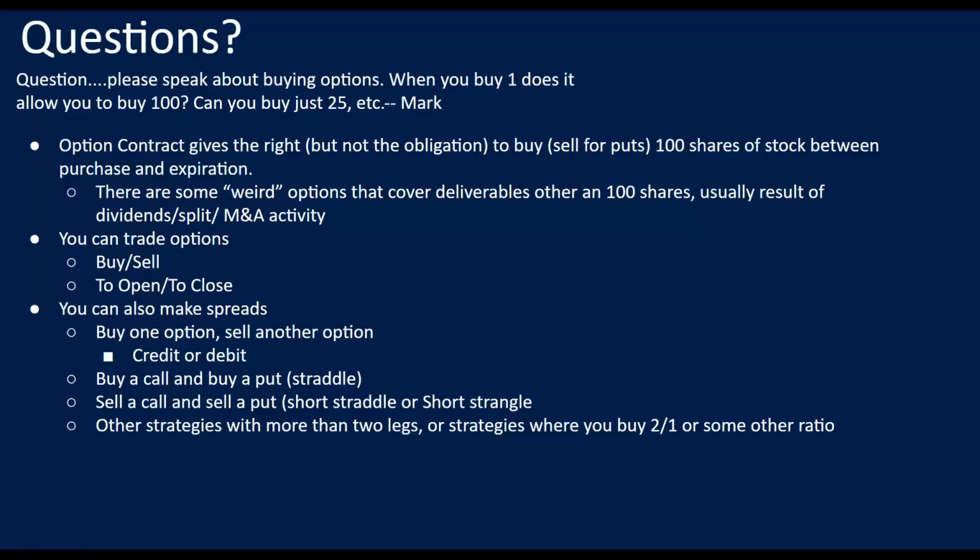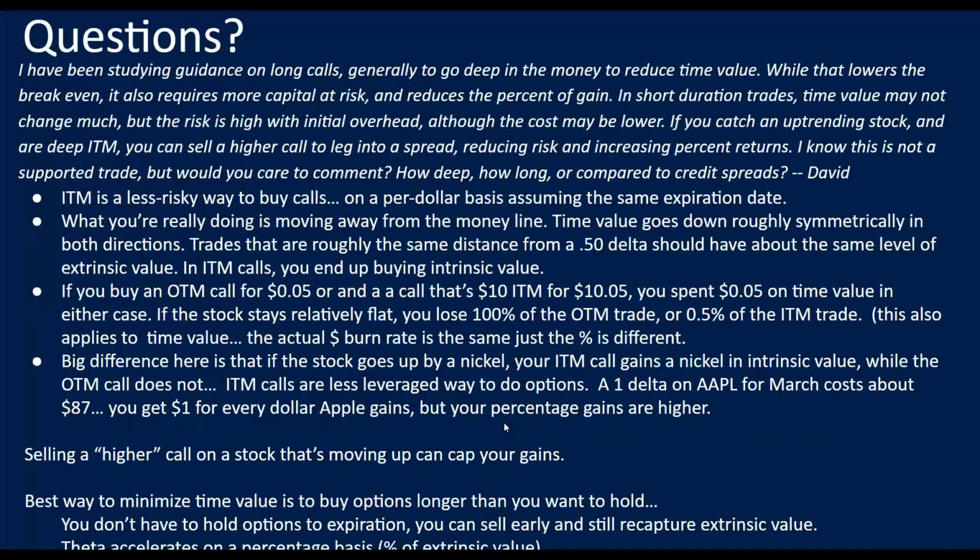And from there, there are more strategies than I can name. Probably more strategies that have names. You can have strategies with more than two legs, or strategies where you buy two options and then sell one, or some other ratio. There's all kinds of things you can do with options after that. But the basics are all right here, right? You buy to open, sell to open, and then what you do after that. All right, so that was a quick options basics.